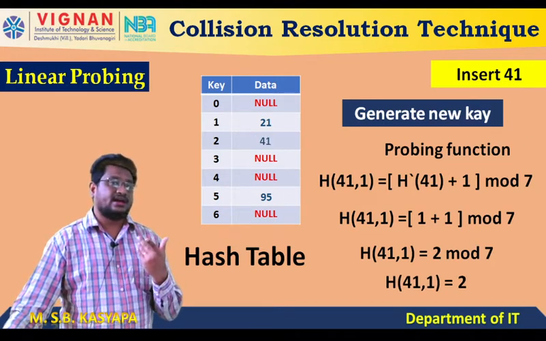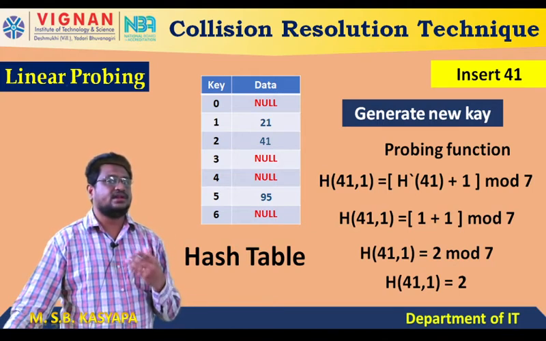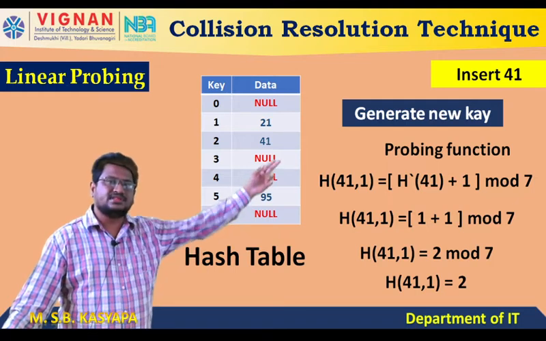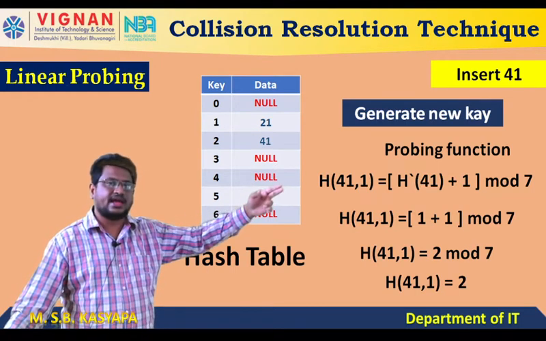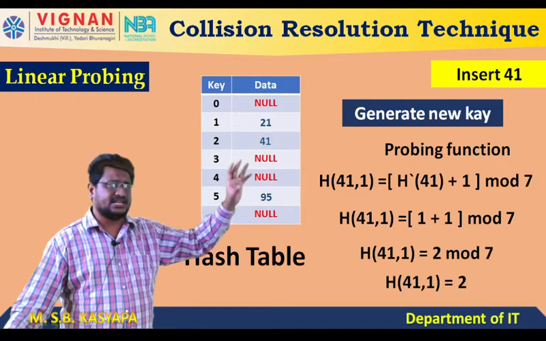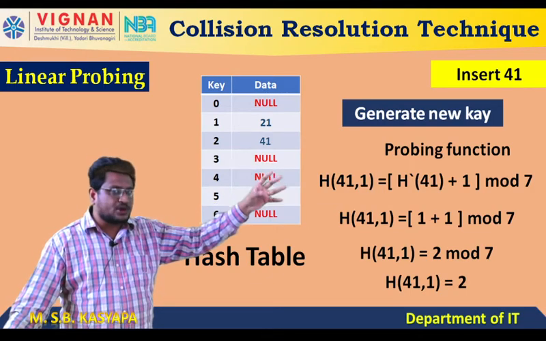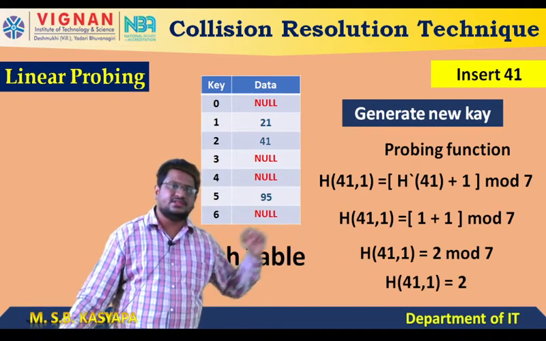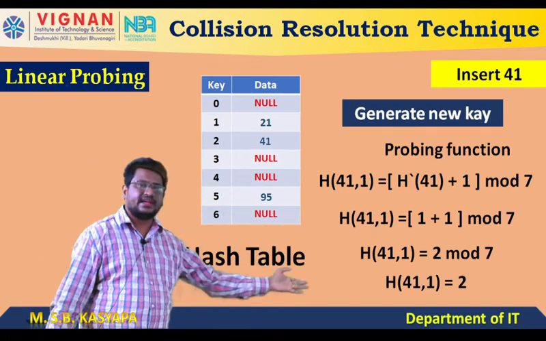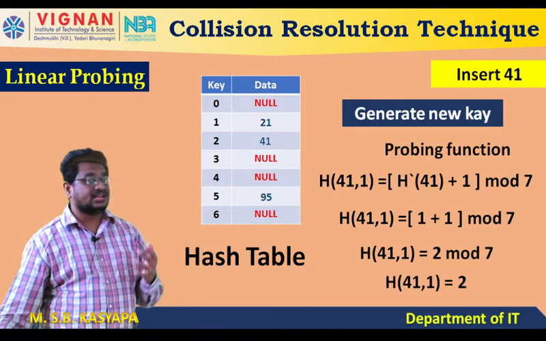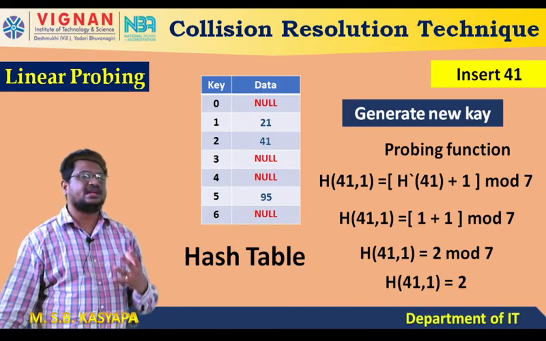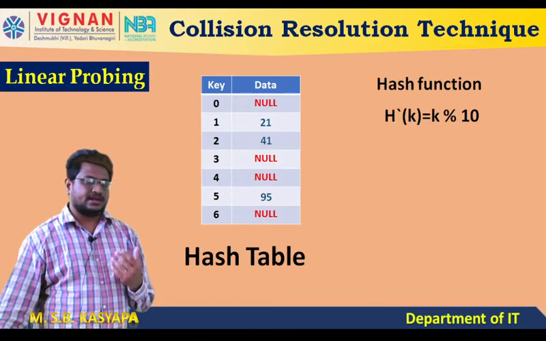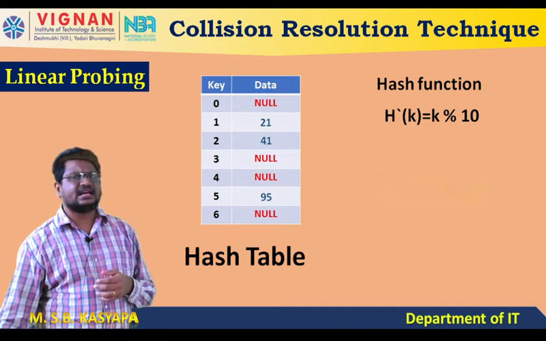See, first I have to insert at 1, but at 1 I faced a collision. So I generated a new key with the function h of k of i: the already generated key plus a probing value, and the complete result is divided by the size of the hash table. Then my final key is 2. Now 2 is available, so I successfully inserted 41 at 2.